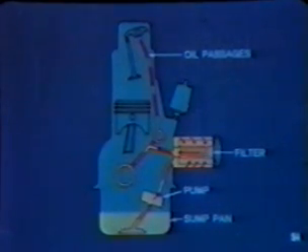The main parts of the lubrication system are the sump pan, where the oil is stored, the pump, which circulates the oil through the engine, a filter to keep the oil clean, and of course the oil passages in the engine cylinder block, head, and other parts.